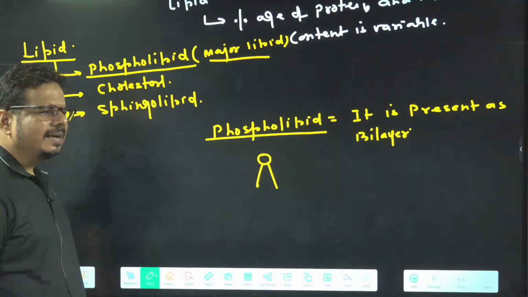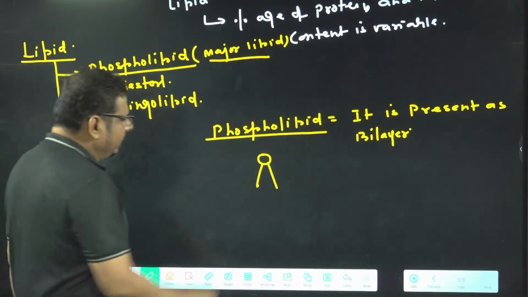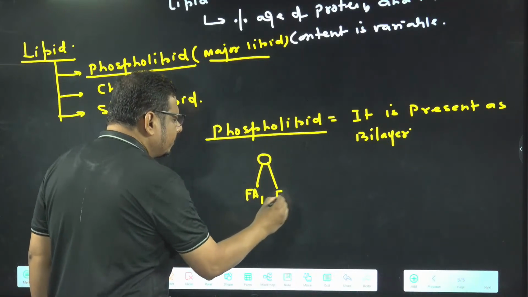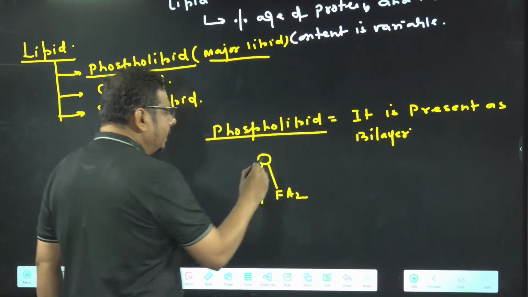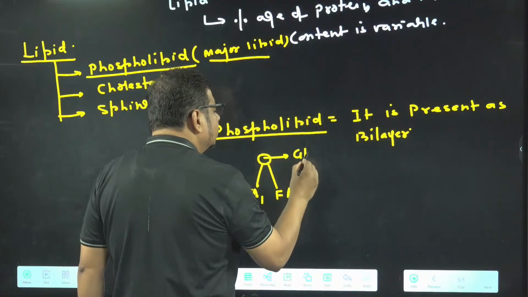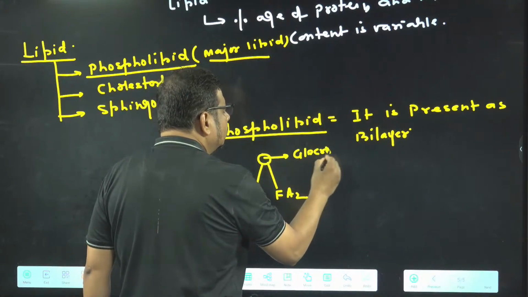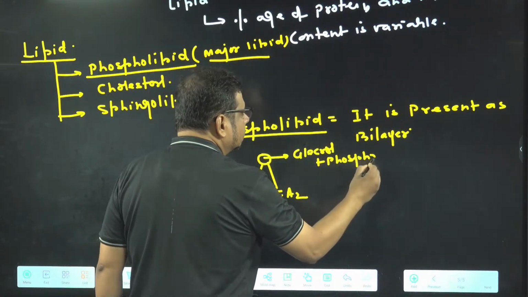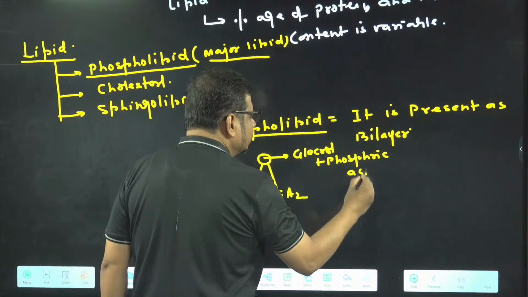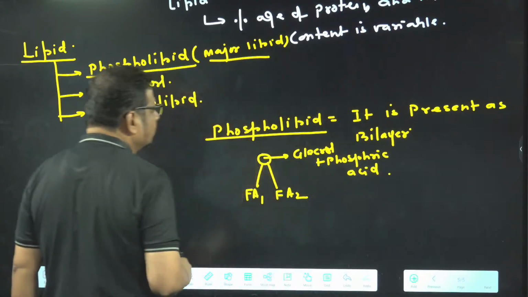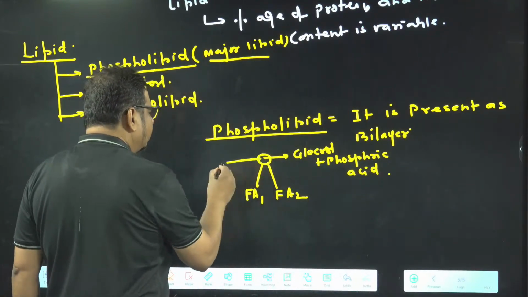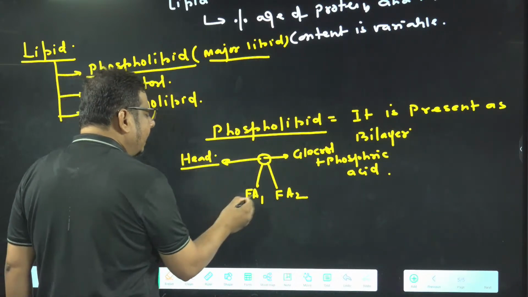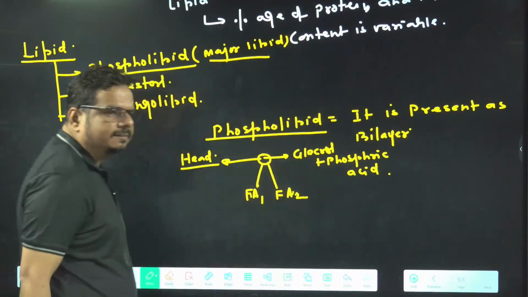Okay, this is a phospholipid. Here is the fatty acid 1 chain, and here is the fatty acid 2 chain. And in the head, what is there? Glycerol plus phosphoric acid. Phosphoric acid is present, so this is the phospholipid. The head part is made up of glycerol plus phosphoric acid, and the tail is made up of fatty acid.